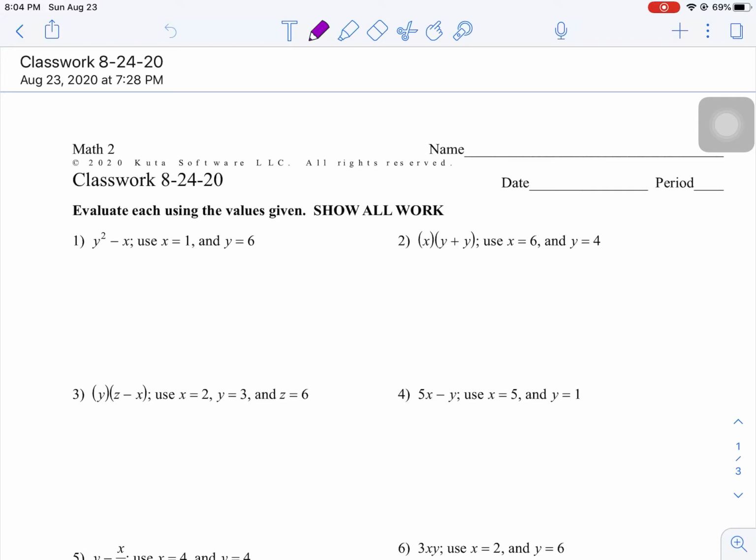Actually, you're not going to open up anything except for this exact same worksheet, and you're going to turn this worksheet in. So I'm going to do the first couple of problems for you just to show you how it's done. And this is called evaluating.